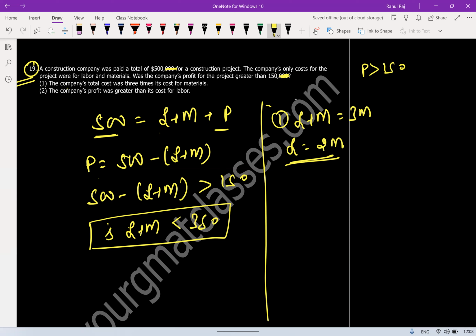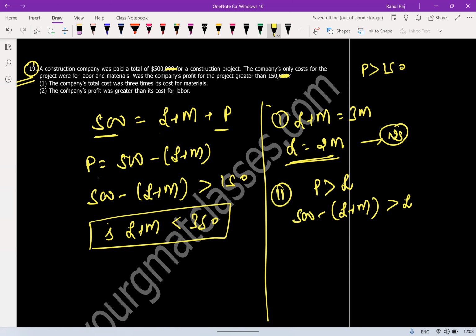Now it's a simple inequality question, that's all. No, not sufficient. What is option number 2? The company profit was greater than the cost of its labor. So profit was greater than the labor cost. And what is profit? 500 minus L plus m is greater than the labor cost. So that is nothing but 2L plus m is less than 500.